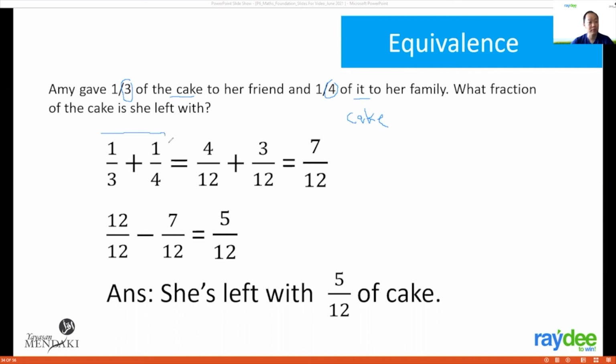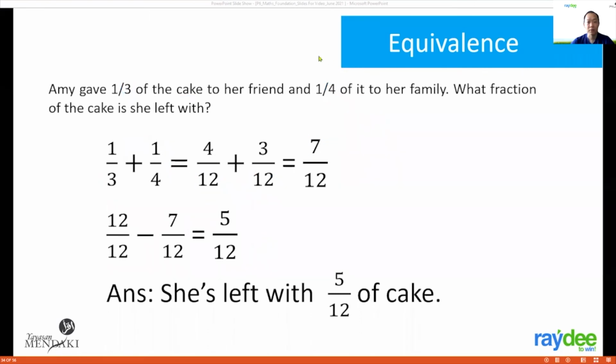If you want to find out how much of it is left, you have to find out how much was given. So this is the amount given. Adding fractions is basic at P5, they should know this. To add fractions, you must find the common denominator, which in this case is 12. Then 7 over 12 is given to her friend and family. So what she's left with is actually 5 over 12, because you take 12 over 12, take away whatever is given away, okay?